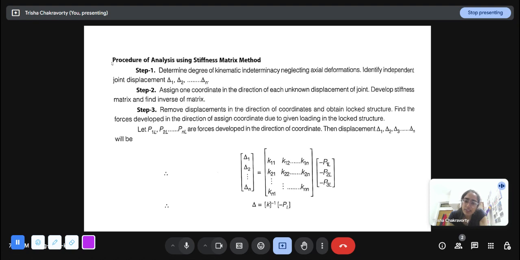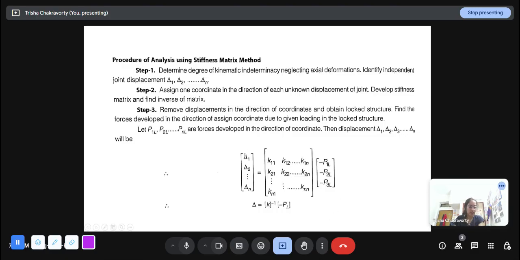Then step 3 is we remove the displacements in the direction of coordinates and obtain the locked structure. Locked means it's a stable structure. Then find the forces developed in the direction of assigned coordinates due to the given loading in the locked structure. Let P1L, P2L up to PnL be the forces developed in the direction of coordinates. Then displacements delta 1, delta 2 up to delta n will be the inverse of the K matrix into minus PL. So this is my displacement vector, this is the inverse of my stiffness matrix, and this is my force vector. They have to be compatible, as we know for matrix multiplication. So this is a square matrix n by n. This will be n cross 1, and this also will be n cross 1.